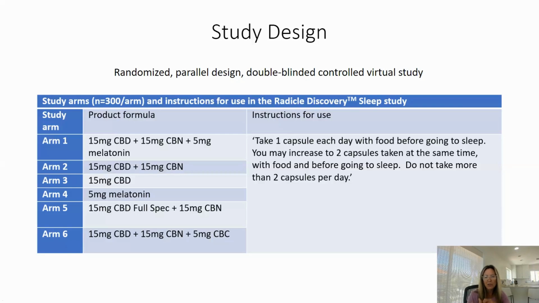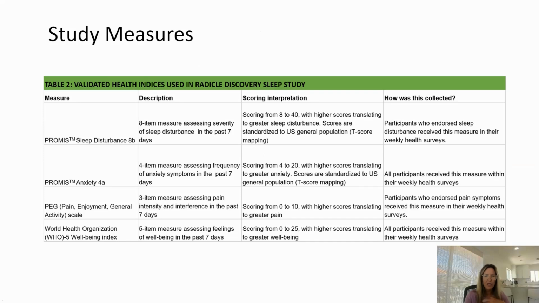The participants were instructed to take 1 capsule each day with food before they went to sleep. They were told that they could increase to 2 capsules, but otherwise the instructions would stay the same throughout the 4 weeks. They were not to exceed 2 capsules. Our measures that were taken at baseline and follow-up and every week throughout the 4 weeks are listed here.